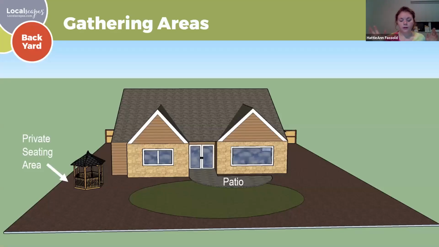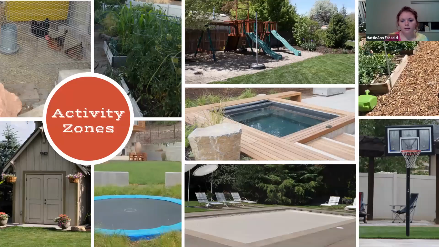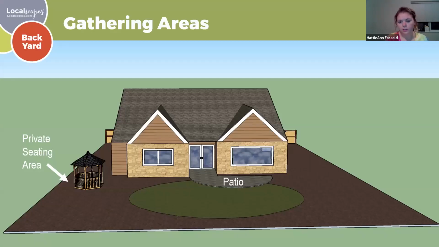All right, so 3D model, again, we have our gathering areas that they've decided to put in. We have a patio on the back, and then they've also added a gazebo with a private seating area, which is nice. So that's how it's looking in the backyard. I don't think that they have any gathering areas in the front yard.